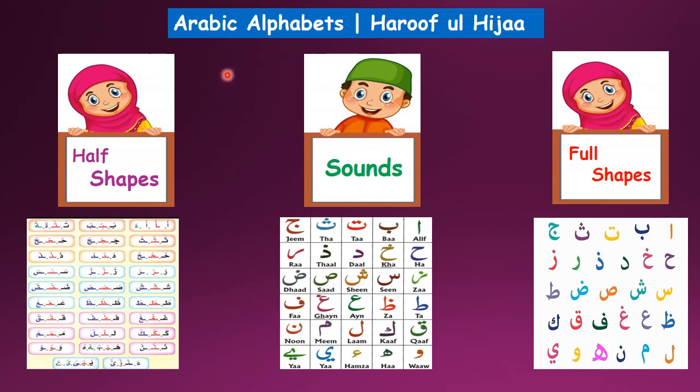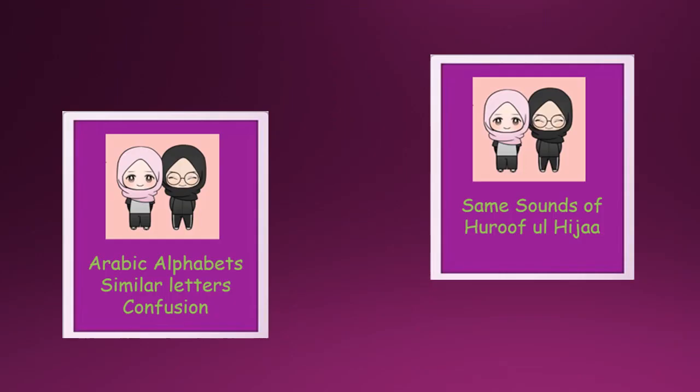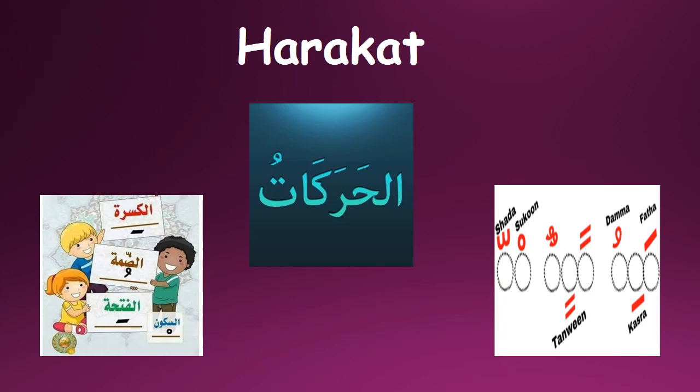I have told you about the Arabic alphabets, huruful hija, and you have learned the full shapes of the huruful hija, their sounds, and their half shapes. Then we learned the same sounds of huruful hija, Arabic alphabets with similar letter confusion. As we have learned the Arabic alphabets, all their similarities and the confusion, now the next step is to learn harkaat.